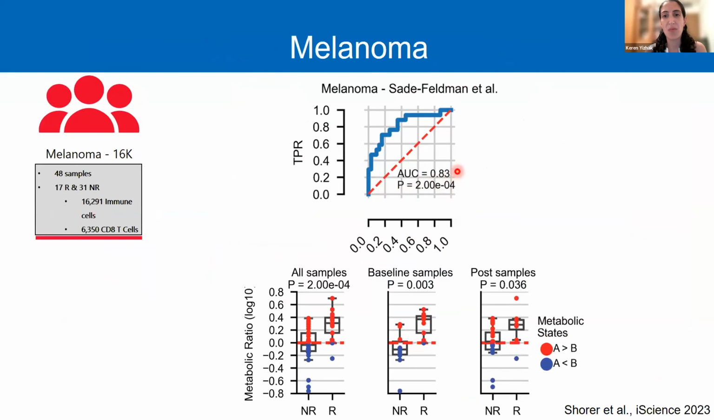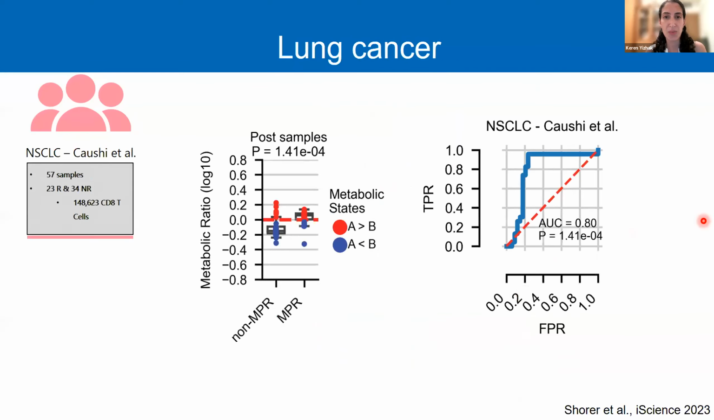So this is in melanoma. You can see that we had a very nice prediction power. And whenever we had also the baseline and the post samples, we separated them to see if the predictor is also good for baseline samples. Here is a data set from lung cancer. We had only post samples here.